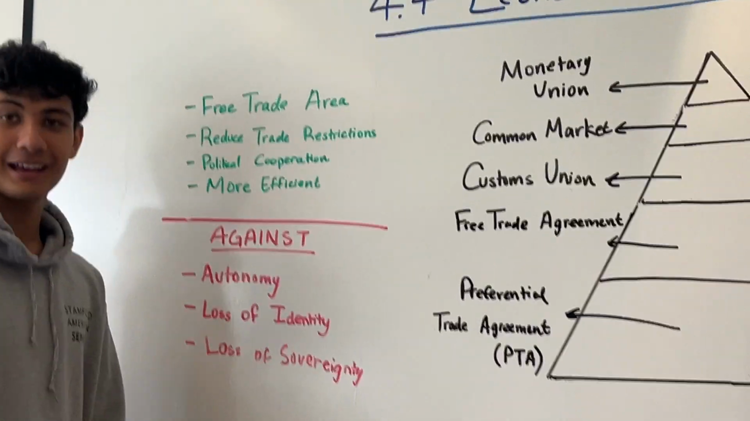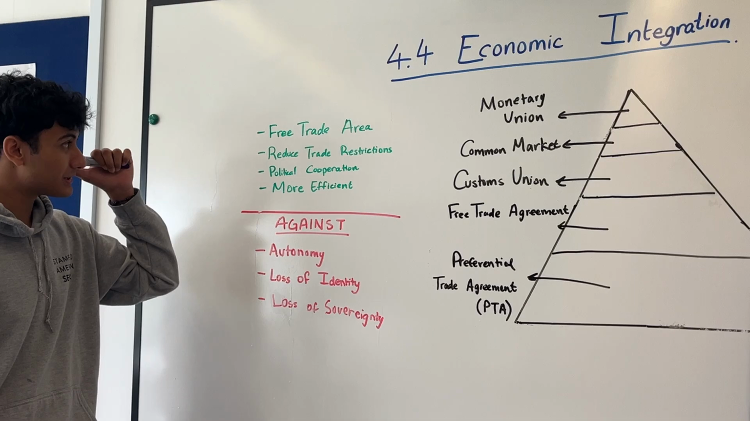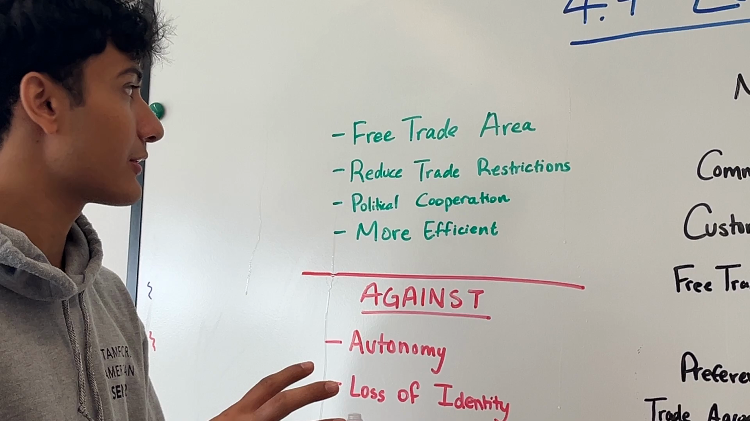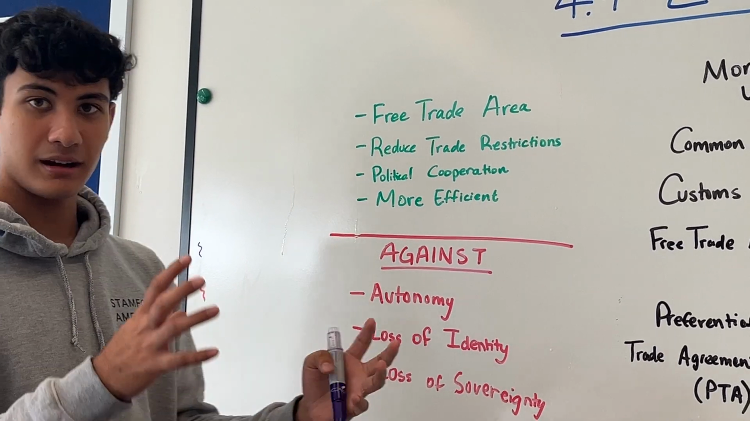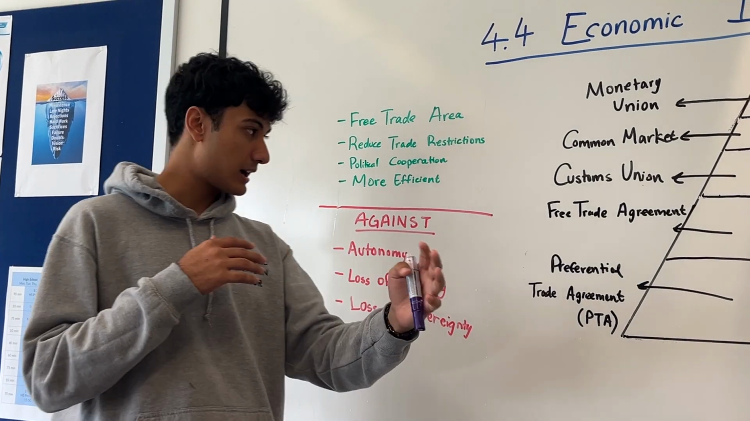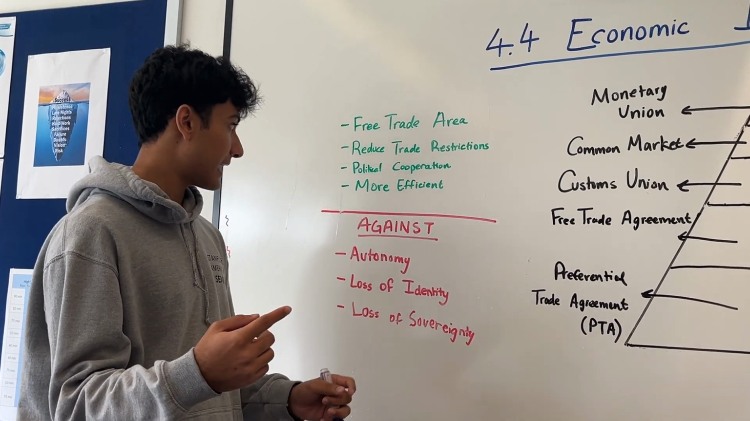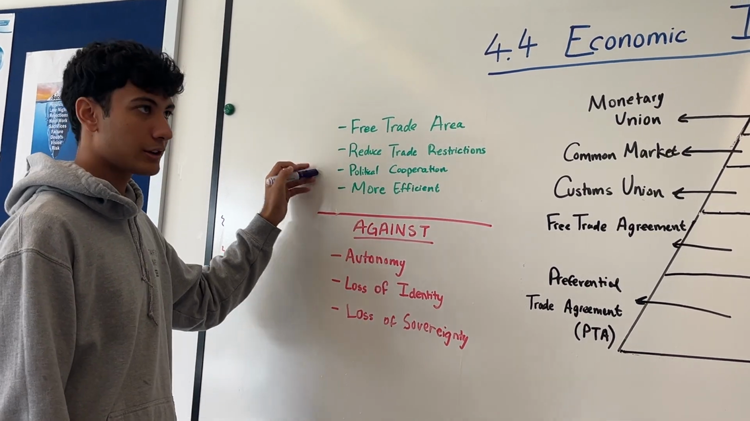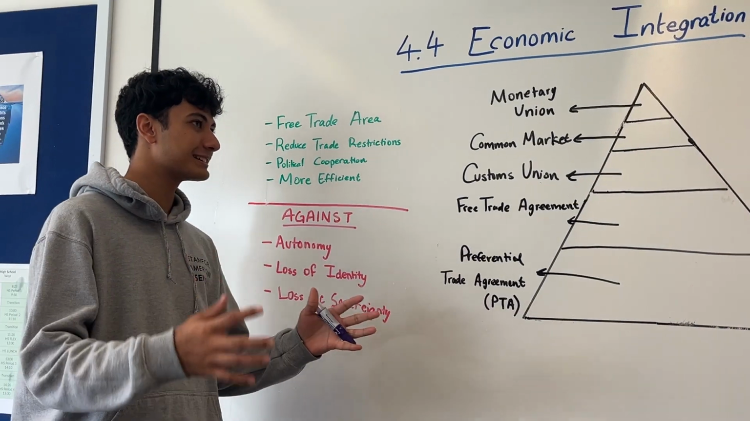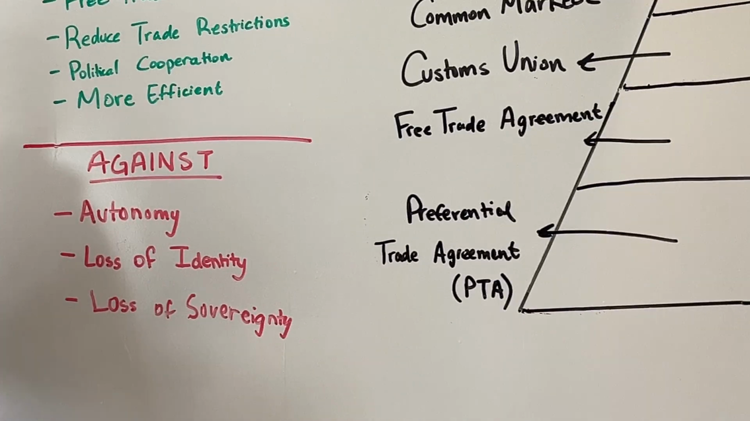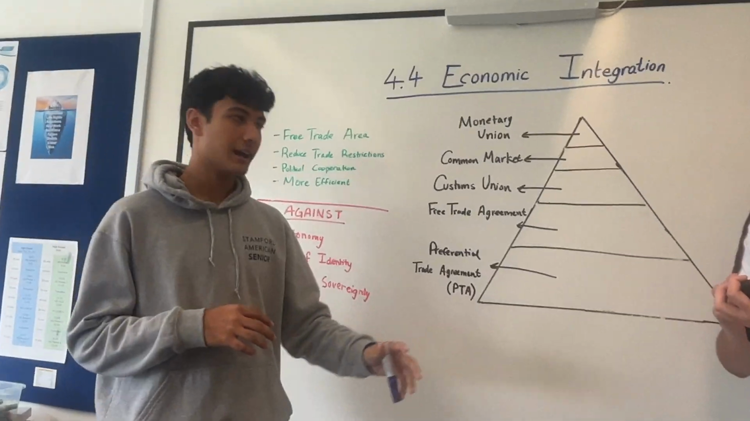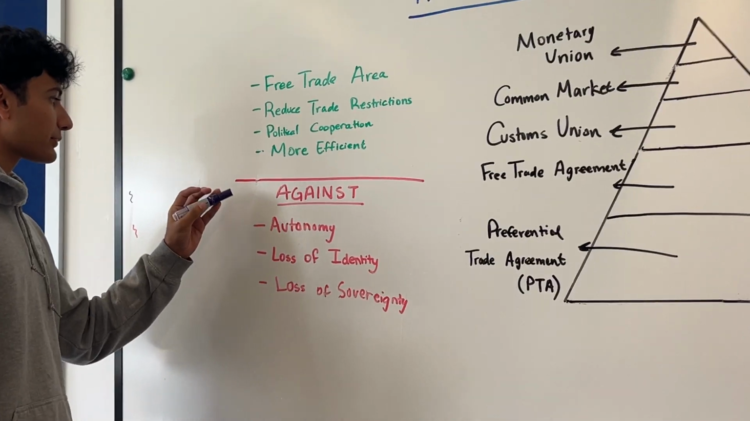There are arguments for and against economic integration. Arguments for economic integration is free trade. When two or more countries are in one economic integration, there is free trade within that cooperation. They reduce trade restrictions such as tariffs and quotas against each other, increasing their economic growth and activity. Political cooperation, a good example of this would be the EU, where countries in the EU are working together both politically and economically. Economies in general are more efficient when they're in an integration because they can share factors of production and move them quite easily.